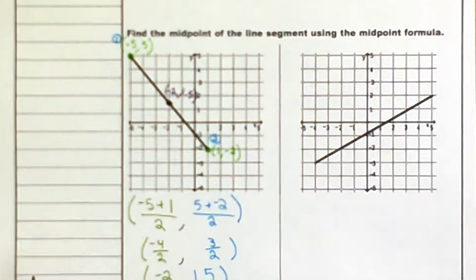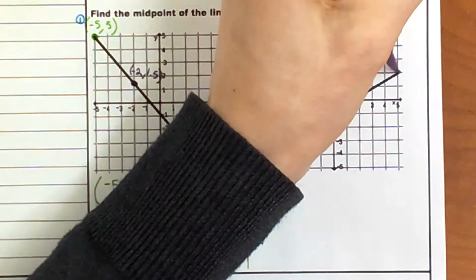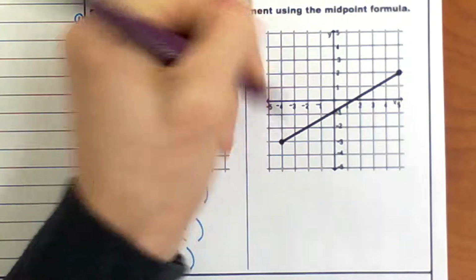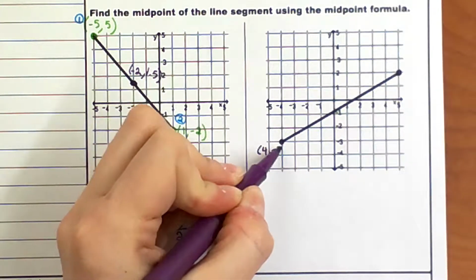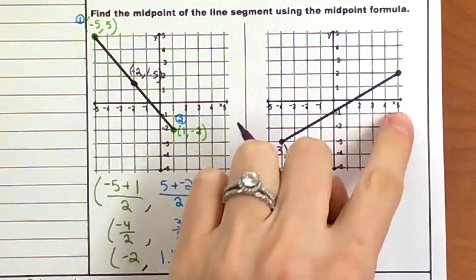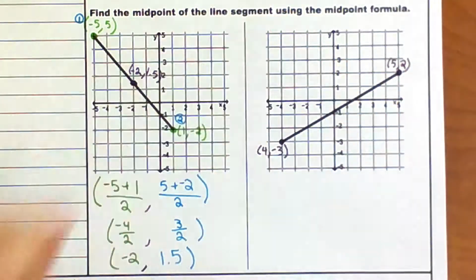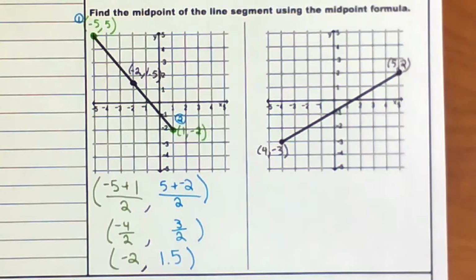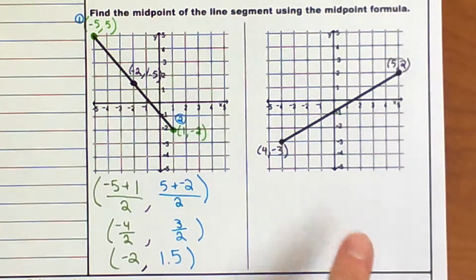Okay, on this next one, we're finding the midpoint again. So I'm going to get my endpoints. This is -4, -3, and then we have over 5, up 2. Now what I want you to do right here is pause the video and go ahead and calculate this and see if we get the same thing. So pause the video.